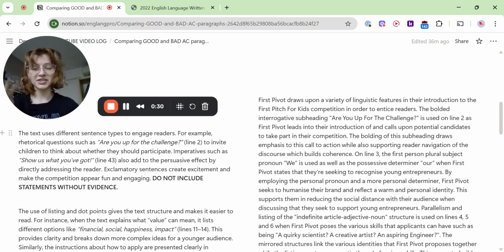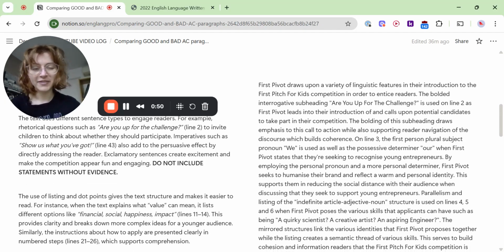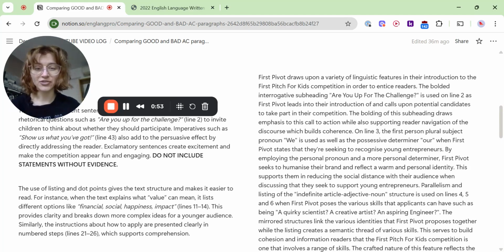So they say rhetorical questions such as, "Are you up to the challenge?" to invite children to think about whether they should participate. Here they've got a bolded interrogative subheading. So don't forget that a lot of the times features actually overlap. So this is not only an interrogative, it's actually also part of formatting. So it's worth thinking about multiple factors. First Pivot leads into the introduction. The bolding of this subheading draws emphasis to this call to action while also supporting reader navigation of the discourse, which builds coherence. So again, they're talking about more than one factor that contributes to the purpose of this feature.